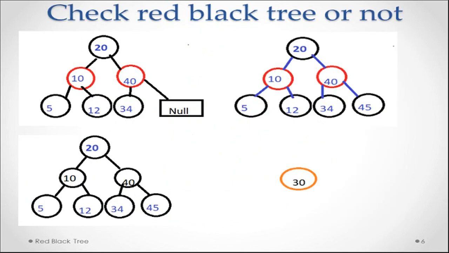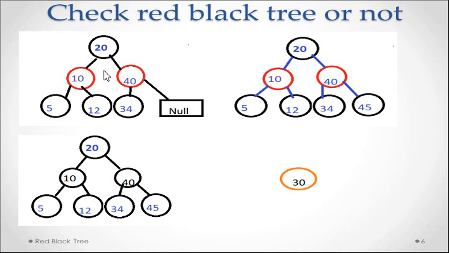Now I'll check some other trees to see whether they are red black trees or not. Now we'll see the first tree. First property: the root is black. Then there are no adjacent red nodes. Then over here we'll check the black length. From this, we take this path: 2 black nodes.